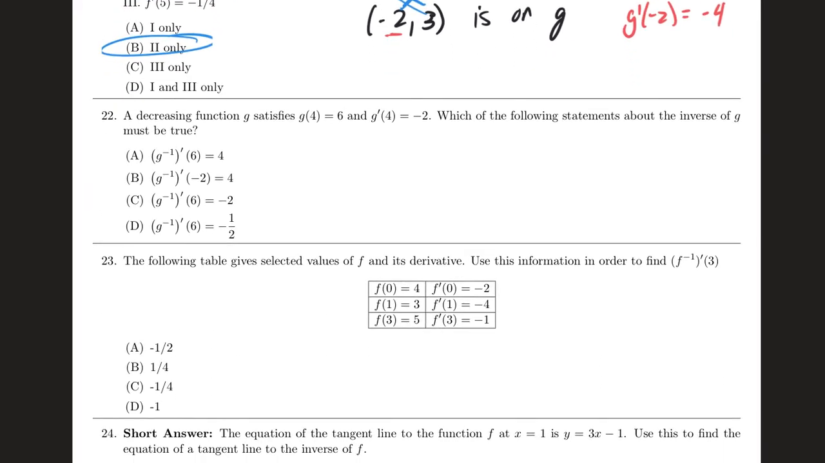And this one's really the same thing. We plug in 4 into g and get 6. And the slope of the tangent line at 4 is negative 2. What about the inverse of g? Well, instead of doing 4 for the inverse, we do the flipping part. So for the inverse, we're going to have 6 is what we care about. So b is out. Like a 6 is actually the x value that's going to go into the inverse. And then we do 1 over that answer. So negative 1/2 is d.